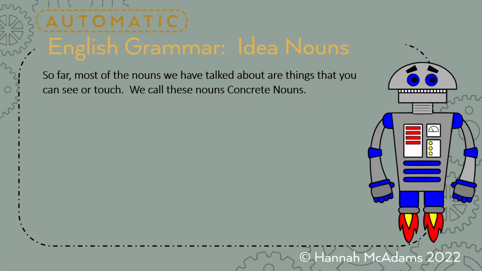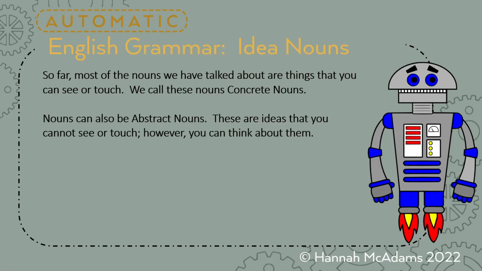So far, most of the nouns we have talked about are things that you can see or touch. We call these concrete nouns. Nouns can also be abstract nouns. These are ideas that you cannot see or touch. However, you can think about them.